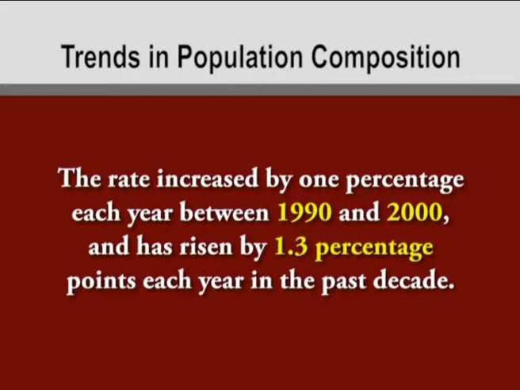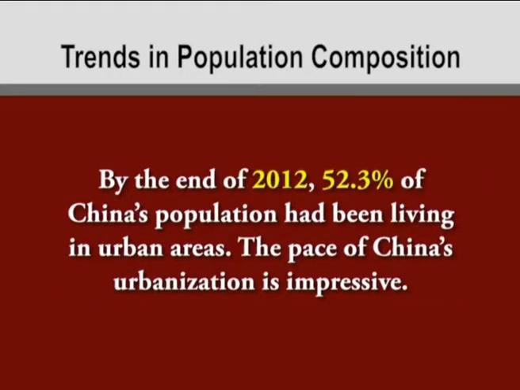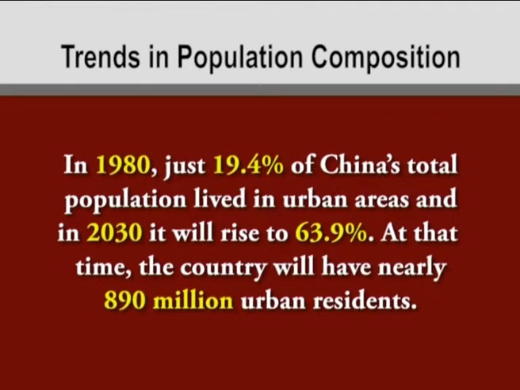in the past decade. By the end of 2012, 52.3% of China's population had been living in urban areas. The pace of China's urbanization is impressive. In 1980, just 19.4% of China's total population lived in urban areas, and in 2030, it will rise to 63.9%. At that time, the country will have nearly 890 million urban residents.